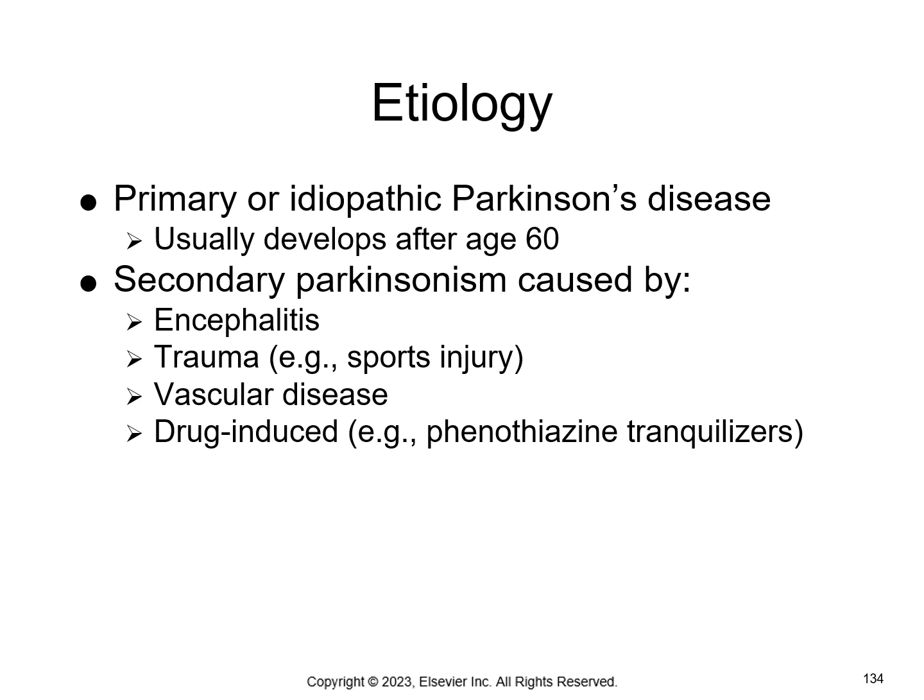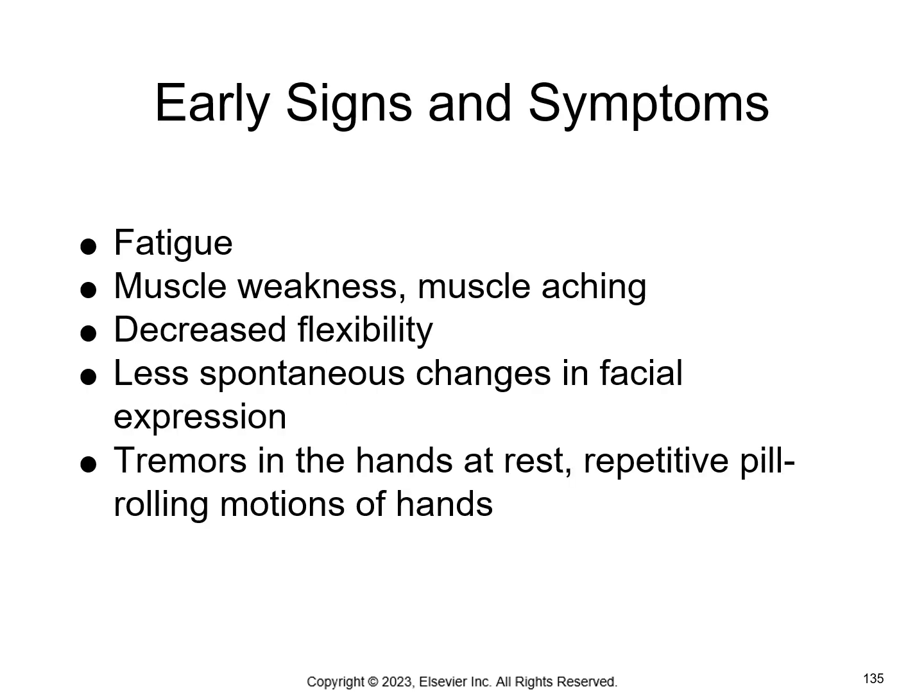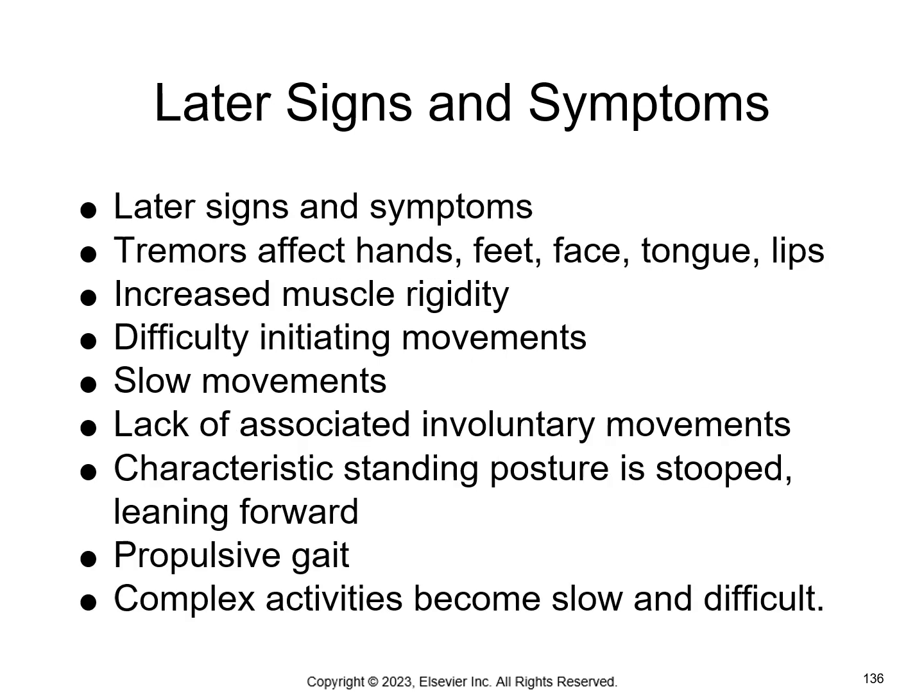The primary or idiopathic Parkinson's disease usually develops after age 60, and secondary could be caused by encephalitis, a trauma, vascular disease, or it could be drug-induced. Early signs and symptoms are fatigue, muscle weakness, muscle aching, decreased flexibility, and less spontaneous changes in the facial expression, tremors in the hands at rest, and this repetitive like pill rolling motion of the hands.